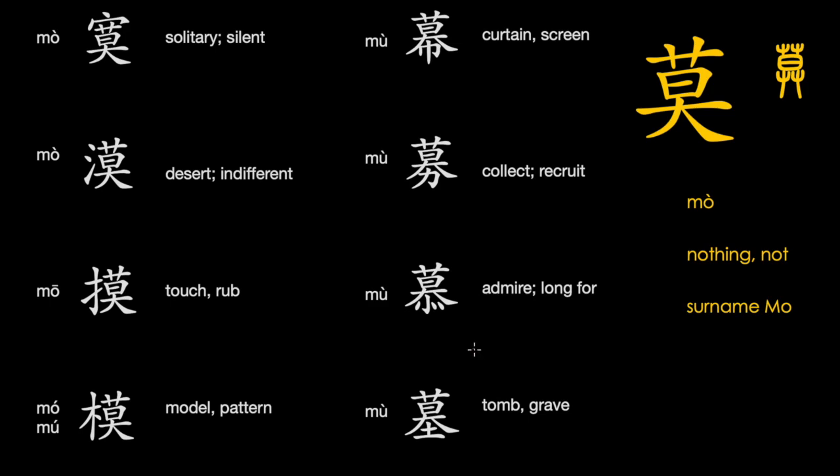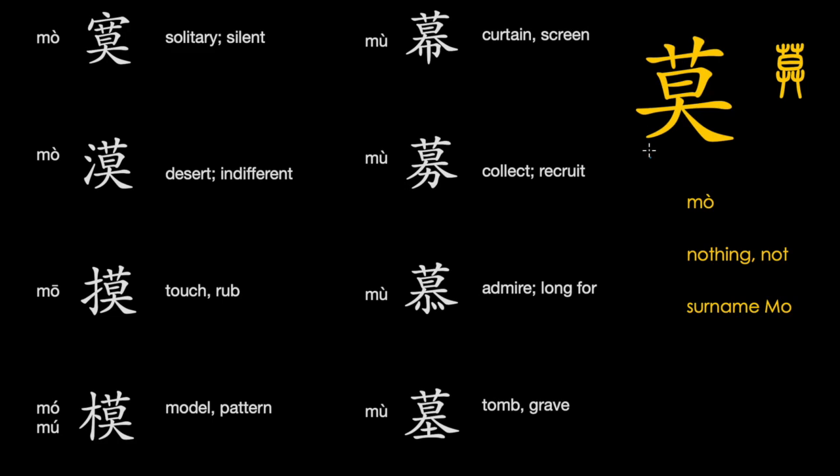In this video I will talk about the series that you can see on your screen, which is led by the mo phonetic characters. So mo today means nothing or not, or just general negative, and the surname Mo. So there's maybe someone out there, very probably, who is called Mr. Mo, and this is how you write his surname.